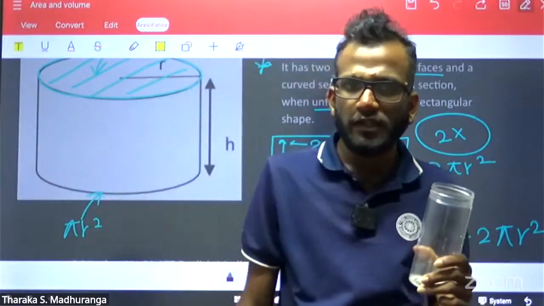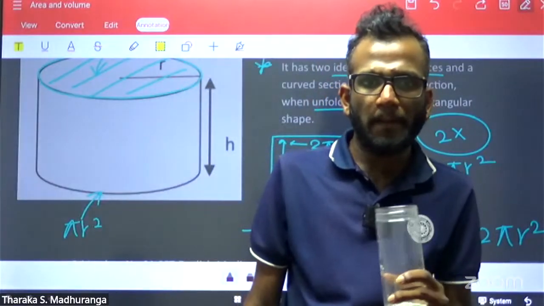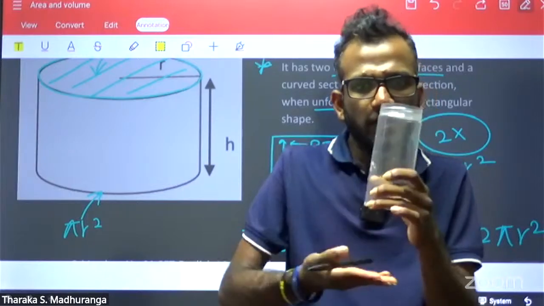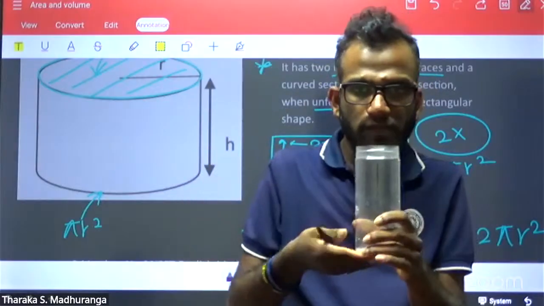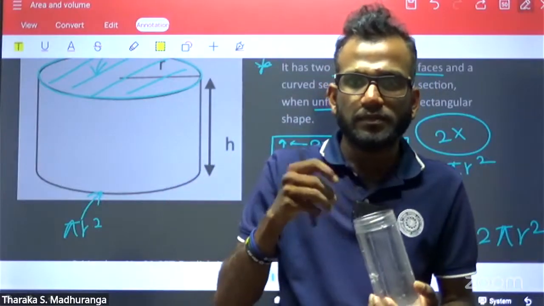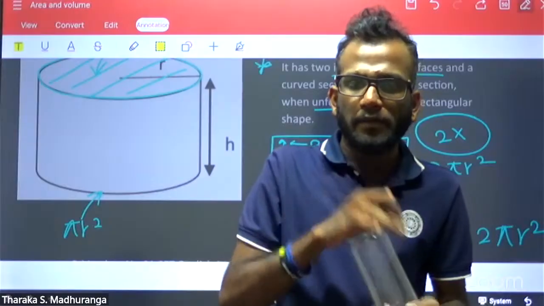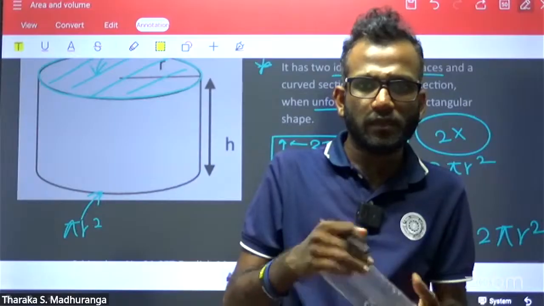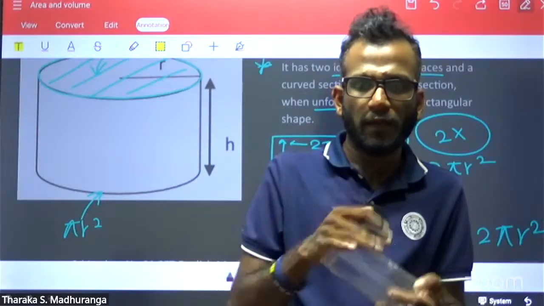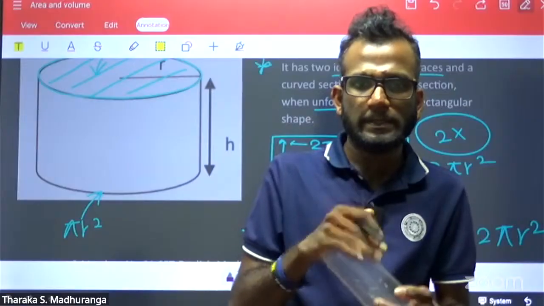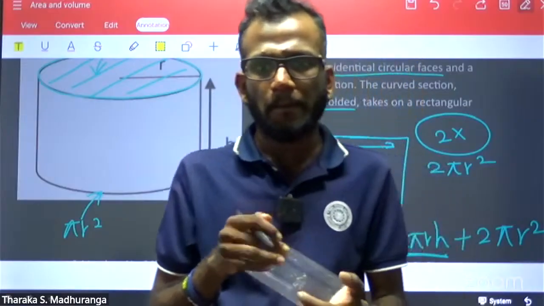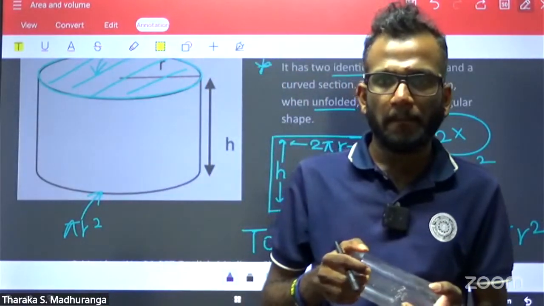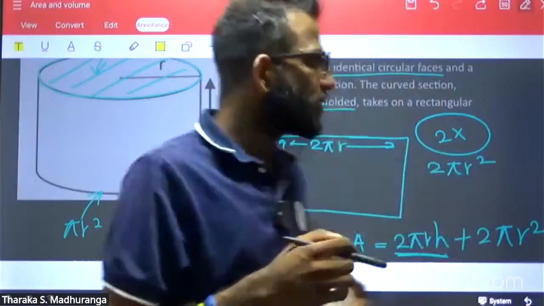Sarmia, how do we get it? Mariam? Curved surface area and lid. Sorry, base. Don't have a lid. Fatima? Yes, good. What's the equation?